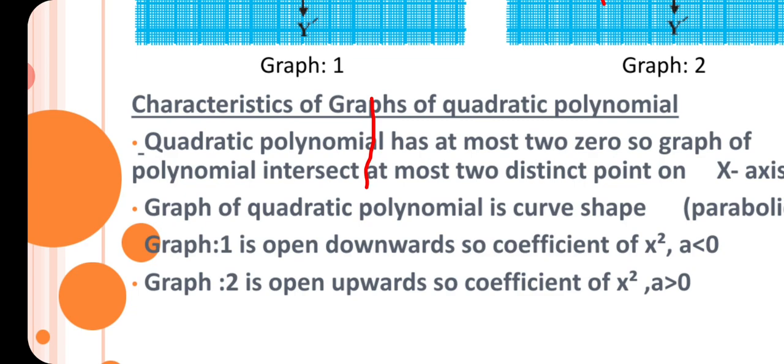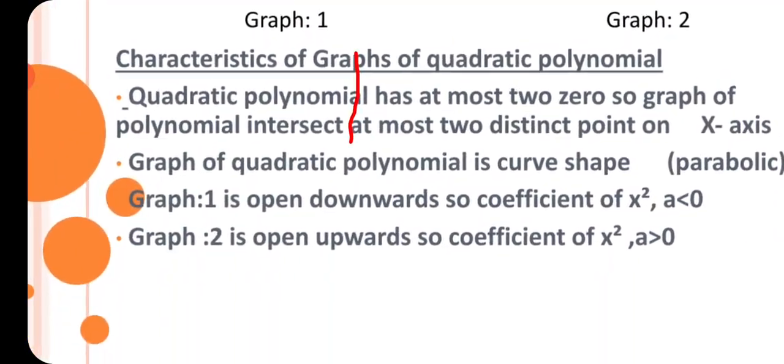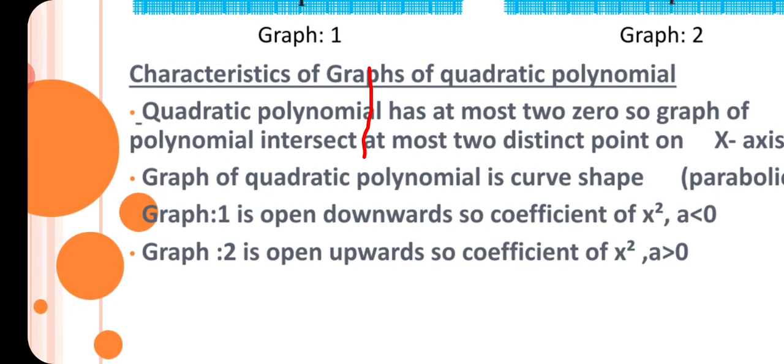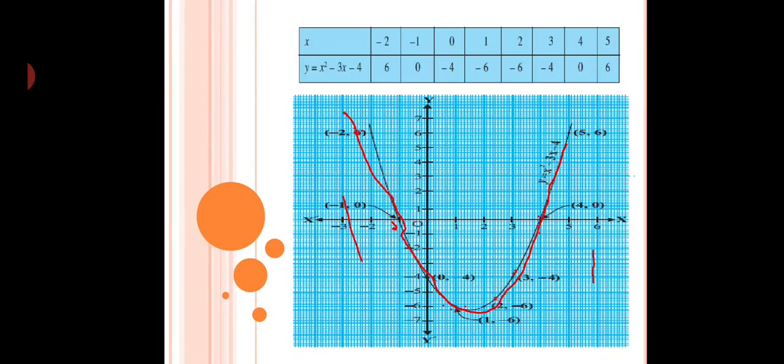Graph 2 is open upward. Here you can find that. And it is open upward, so the coefficient of x square is greater than 0, means positive, a greater than 0. Here also you can see that in x square minus 3x minus 4, the coefficient of x square is 1, that is positive. So it's open upward. You can easily observe that thing. Okay.